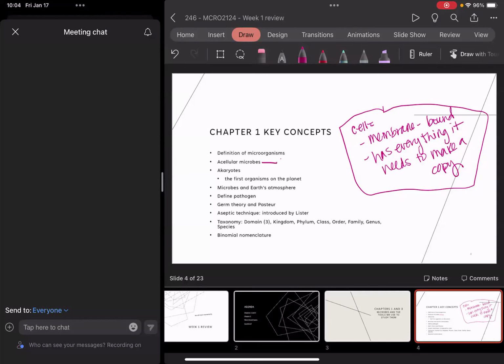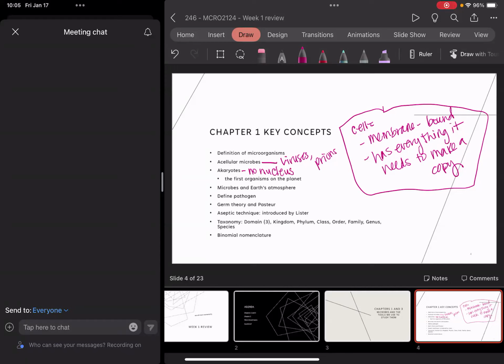So these would be our viruses and our prions. We'll get into more detail on those guys in chapter 7. And then we talked about the prokaryotes. Prokaryote, pro meaning before and karyote being a nucleus. So these guys do not have a nucleus. That's like their defining feature. They don't have any organelles, but we'll talk about that a little bit more when we get into chapters 4 and 5.